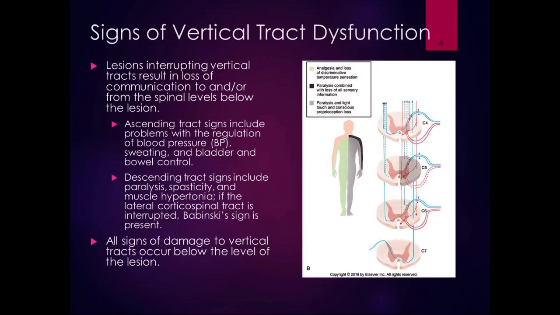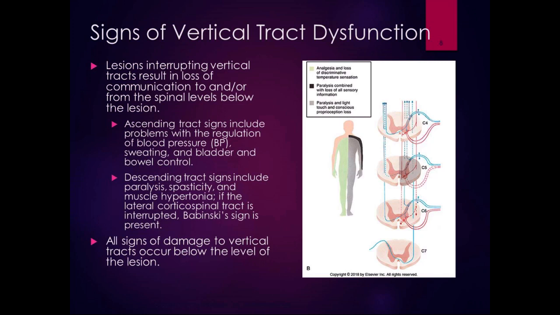So signs of vertical tract dysfunction. The lesions interrupting vertical tracts result in loss of communication to and or from the spinal levels below the lesion. So motor information gets interrupted. It can't reach the levels below the lesion, and sensory information can't get from the levels below the lesion up to the central nervous system.